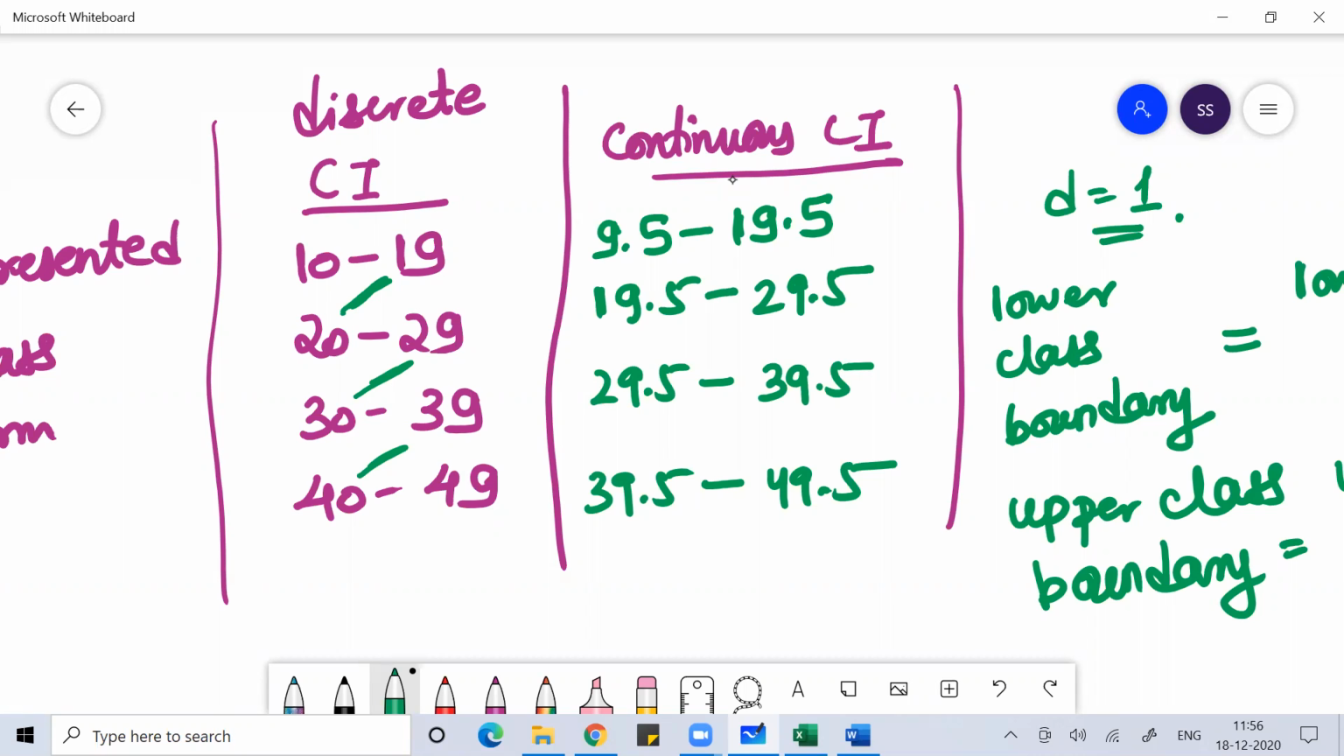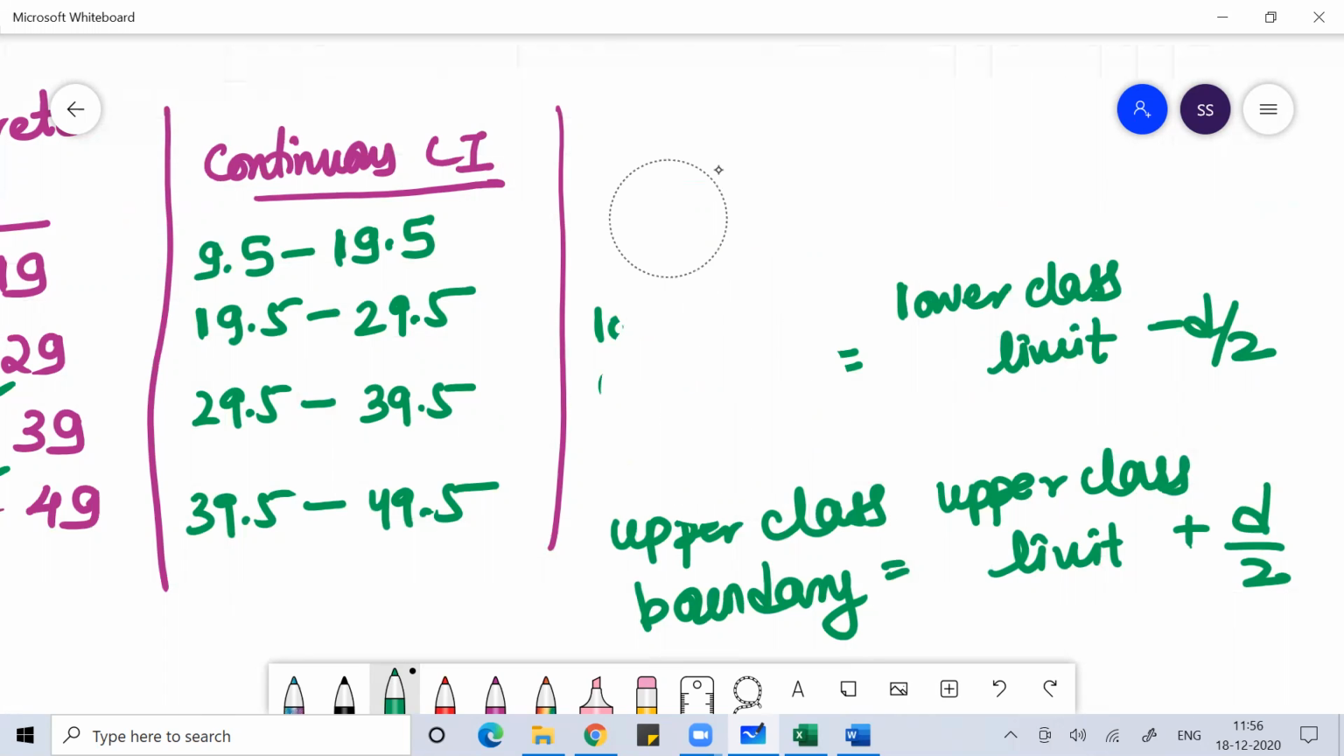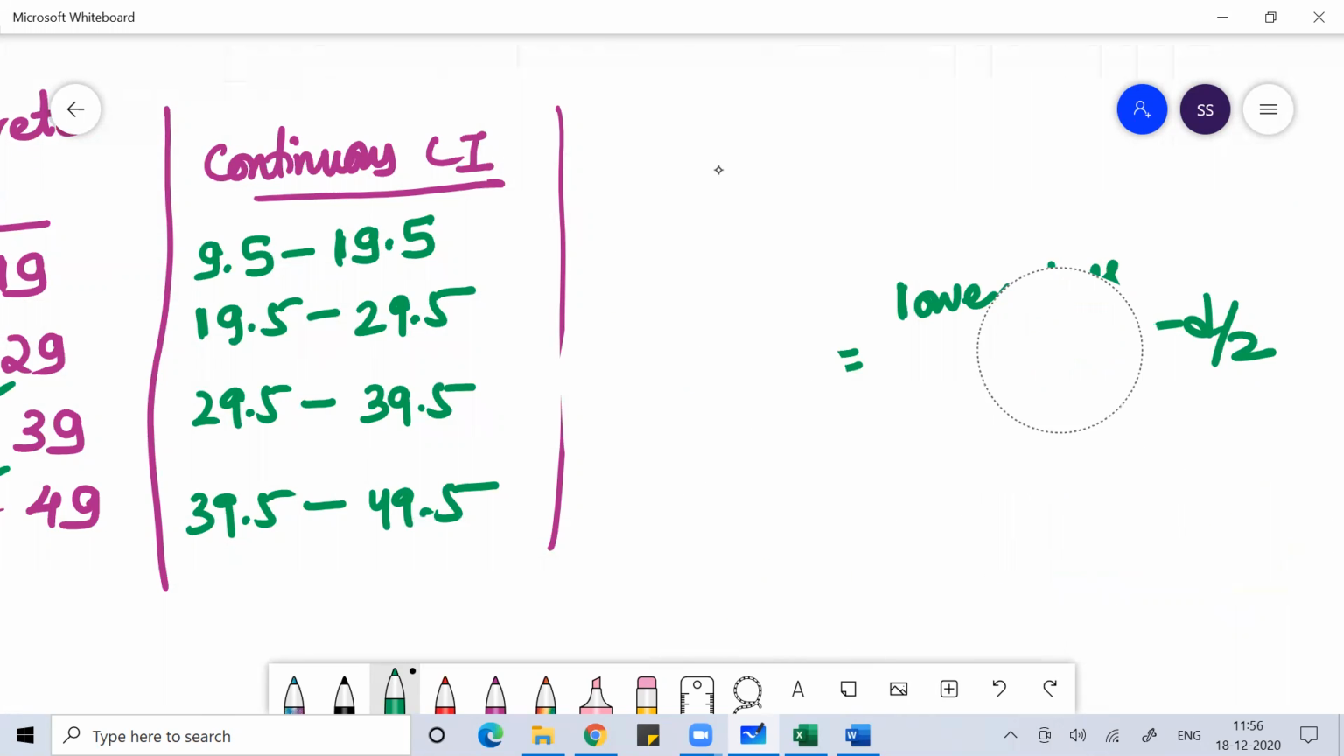So 0.5 subtract in the lower limit and 0.5 add in the upper limit. With this, you make this a continuous class interval. This is called continuous class interval.